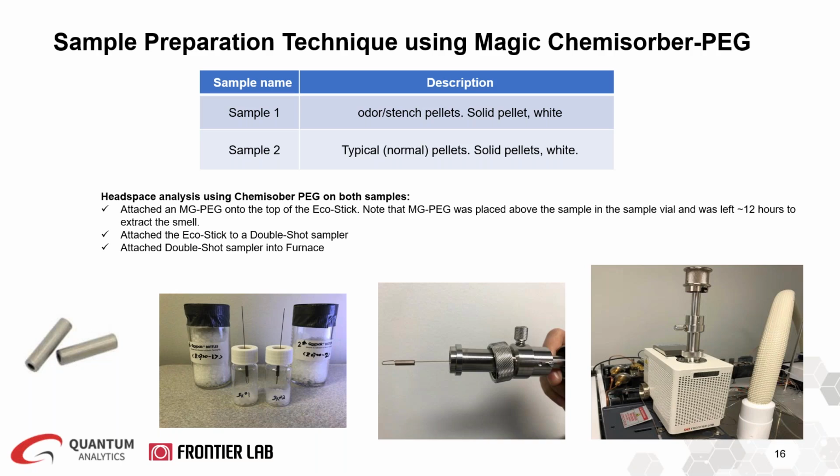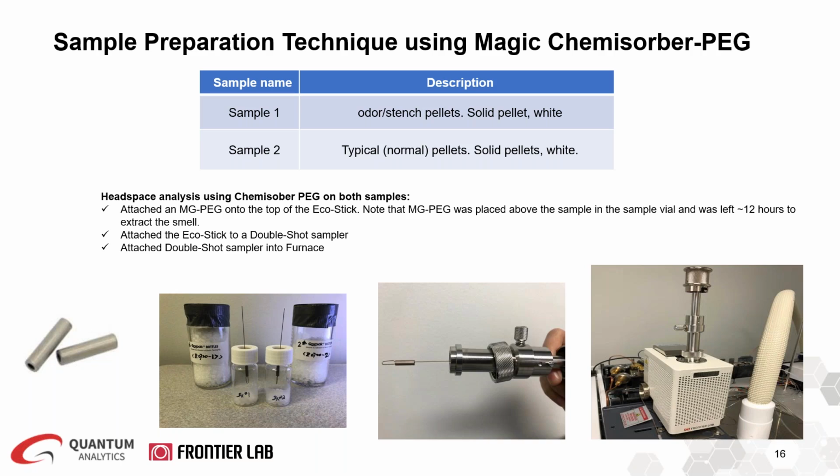In order to analyze the smell in the samples, I decided to use the Magic Chemisorber PEG. It is a solid phase extraction element that uses polyethylene glycol as the stationary phase for high selectivity toward polar compounds. The picture is shown below. The reason I used Magic Chemisorber PEG was because I wanted to extract all the smell from my samples, and the MGPEG allows me to perform a headspace analysis on solid samples.